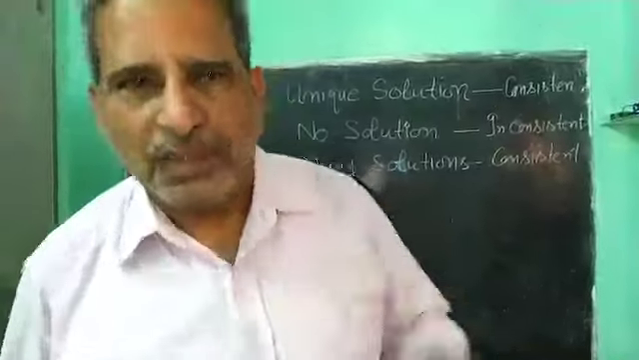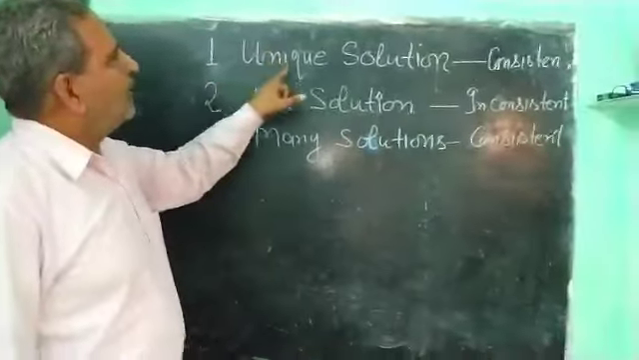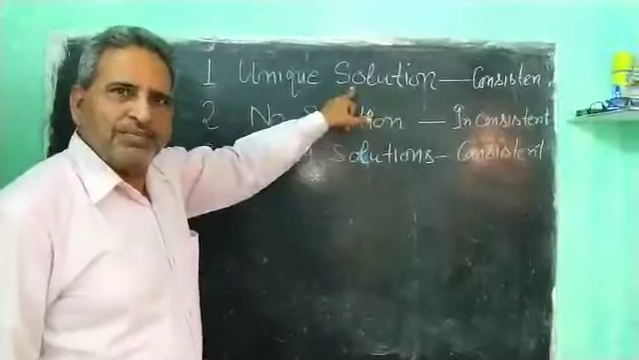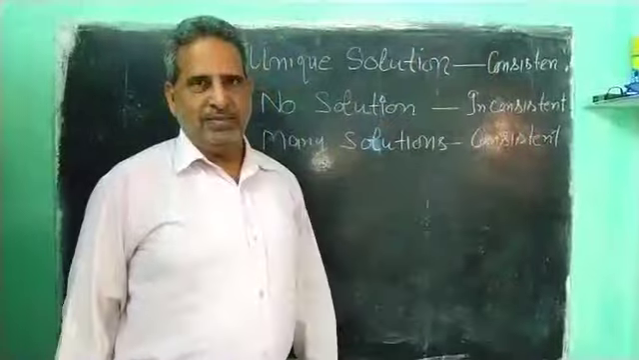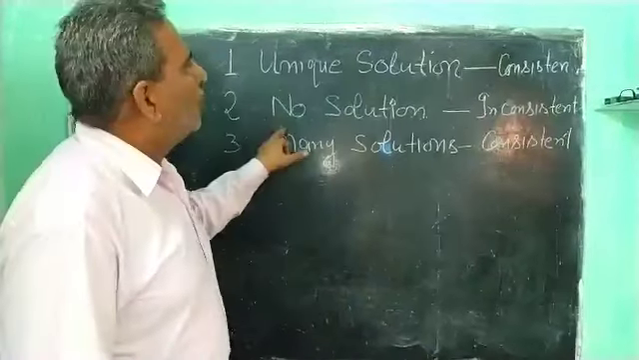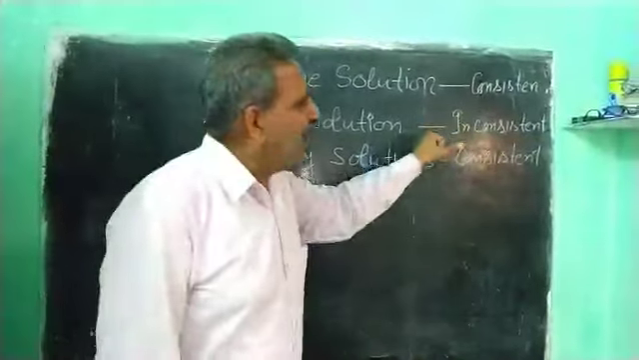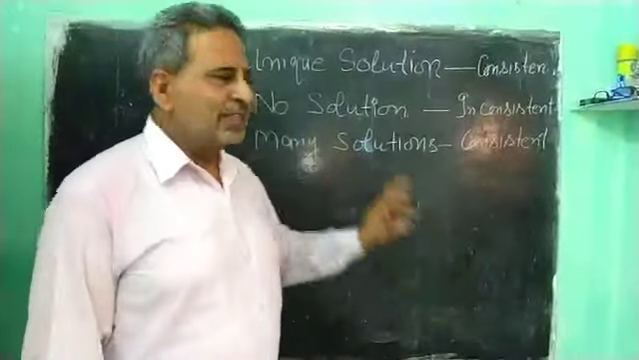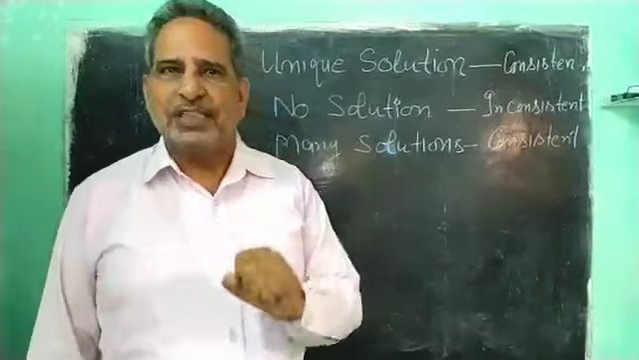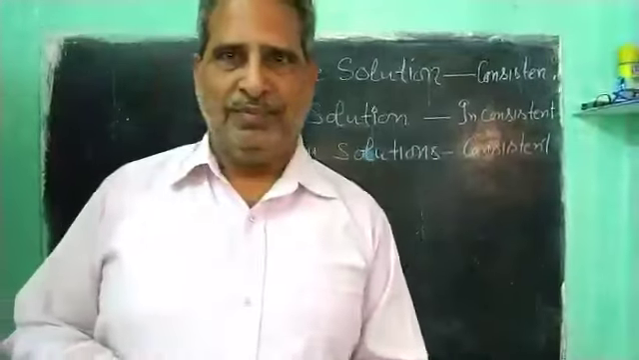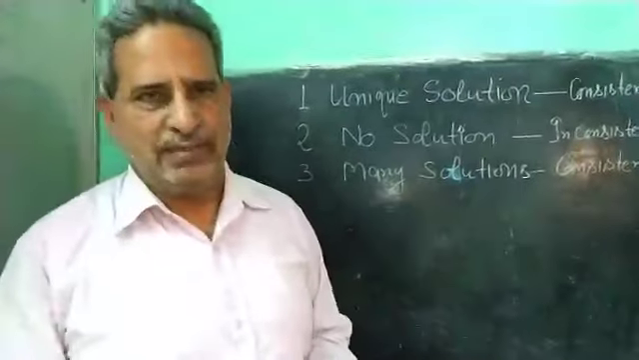Okay, please see. Number one, it is a unique solution, which is also known as consistent. Number two, no solution, which is also known as inconsistent. And third one is many solutions. This is also consistent. Now how do we calculate, how do we find?